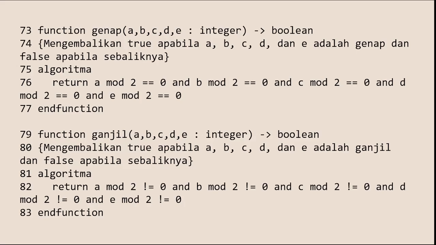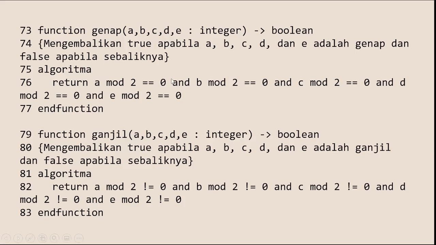To check whether the point is odd or even, we can use the modular operator. If the point mod 2 is equal to 0, then the point is even. But if the point mod 2 is not equal to 0, then the point is odd.